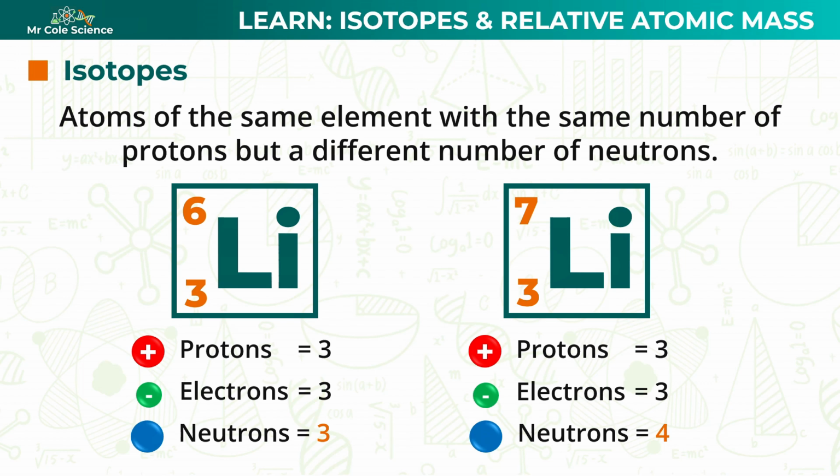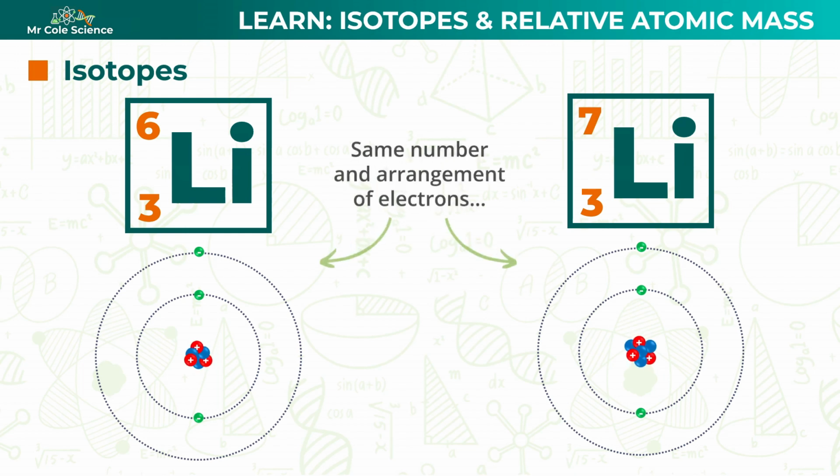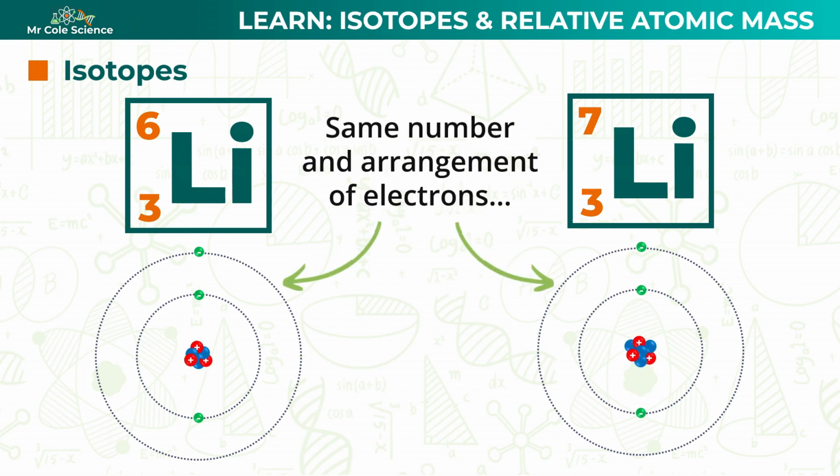Let's take a closer look at these two lithium atoms to understand why. We can see from the diagrams that although the nuclei of these two atoms are different, lithium-7 has one more neutron than lithium-6, the number of electrons, and therefore the electron configuration, is identical. It is the number and arrangement of the electrons that determines the chemical properties of an element.